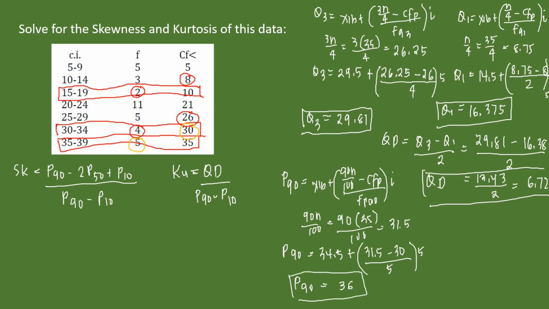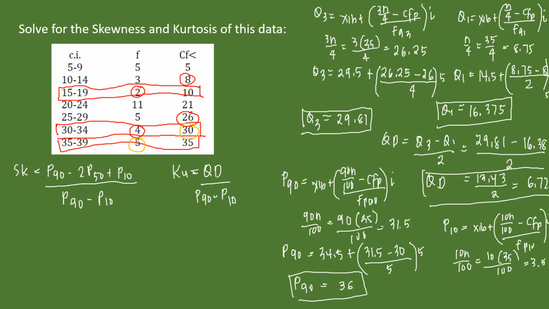Okay, let's solve for P10. We don't have space anymore. Okay, let's solve for P10. I'll put it here. So P10 is lower boundary plus 10n over 100 minus CFP over f of P10 times I. So let's have 10n over 100. So that's 10 times 35 over 100. And that would give you 3.5. So 350 divided by 100, that will give you 3.5.